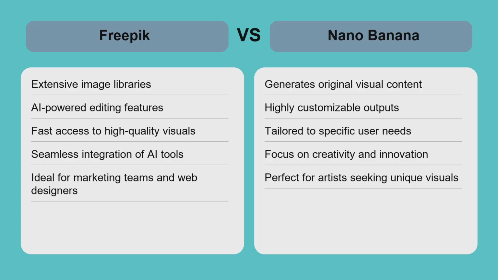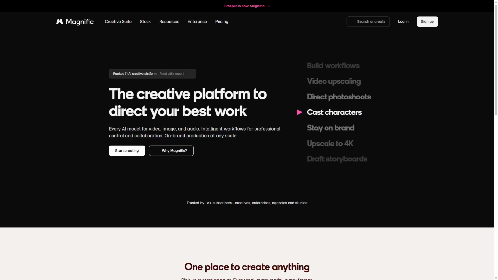Nano Banana, on the other hand, offers groundbreaking originality through AI-generated content, ideal for artists and designers seeking unique visuals tailored to specific concepts. While Freepik provides ease of use and immediate access, Nano Banana requires more input and experimentation but rewards with exclusive creations. The choice depends on whether you value ready-made AI-enhanced resources or fully customized AI-generated art.